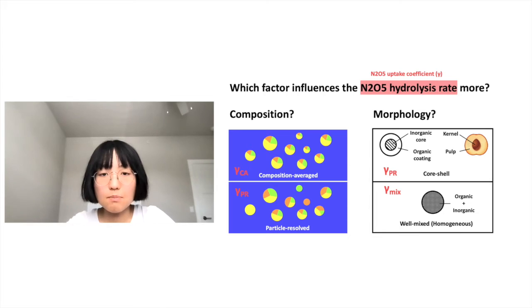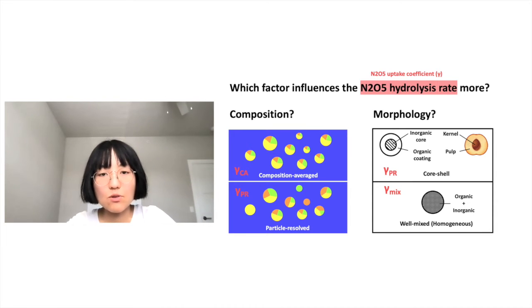Current models use the bulk composition of the particle population to calculate gamma. You can say this is appropriate when the aerosol is internally mixed, or we can say the population has an average composition, which means that each particle, no matter if it's big or small, has exactly the same chemical composition. In this case, the population gamma is the same as the particle-resolved gamma, independent of particle size.